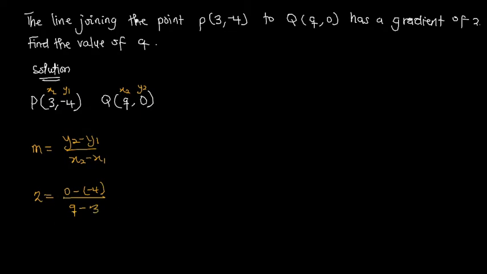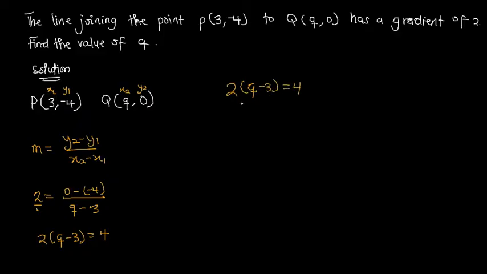So from here I can go ahead and solve. So I cross multiply from here, this has a denominator of 1, so I cross multiply. So the 2 multiply q minus 3, and this is equal to 0 minus minus 4 will give me positive 4. So from here I can expand the bracket. So let me rewrite this. It's equal to 4.